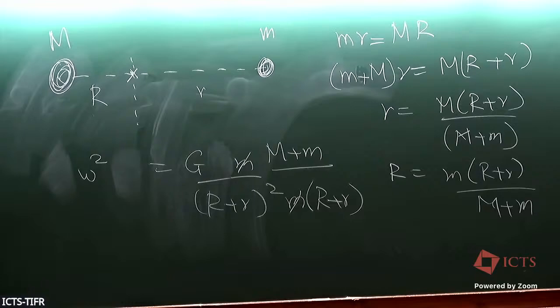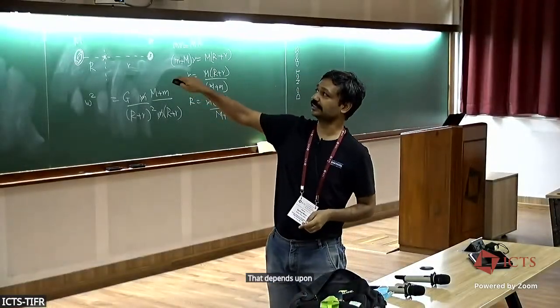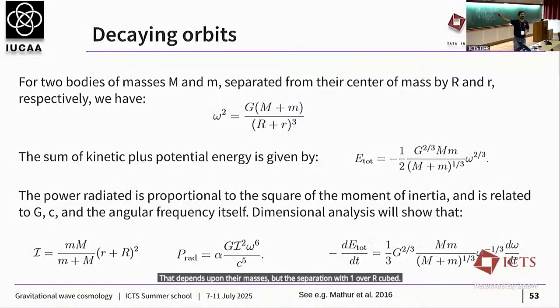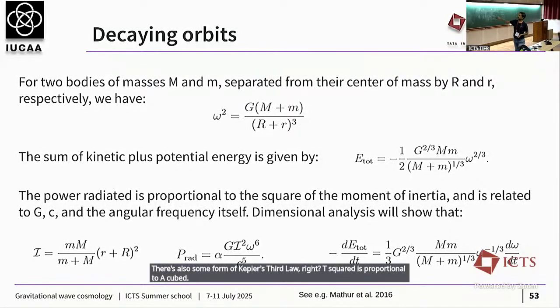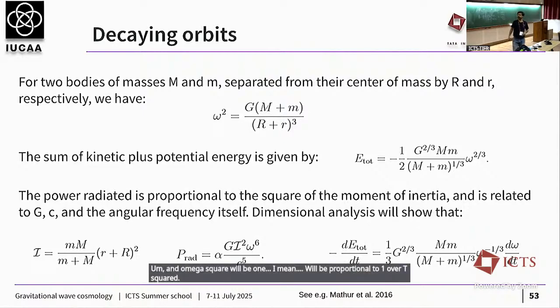So the frequency of these two objects going around each other depends upon their masses, but the separation with 1 over r cube. This is also some form of Kepler's third law: T square is proportional to a cube, and omega square will be proportional to 1 over T square. And so you get this.